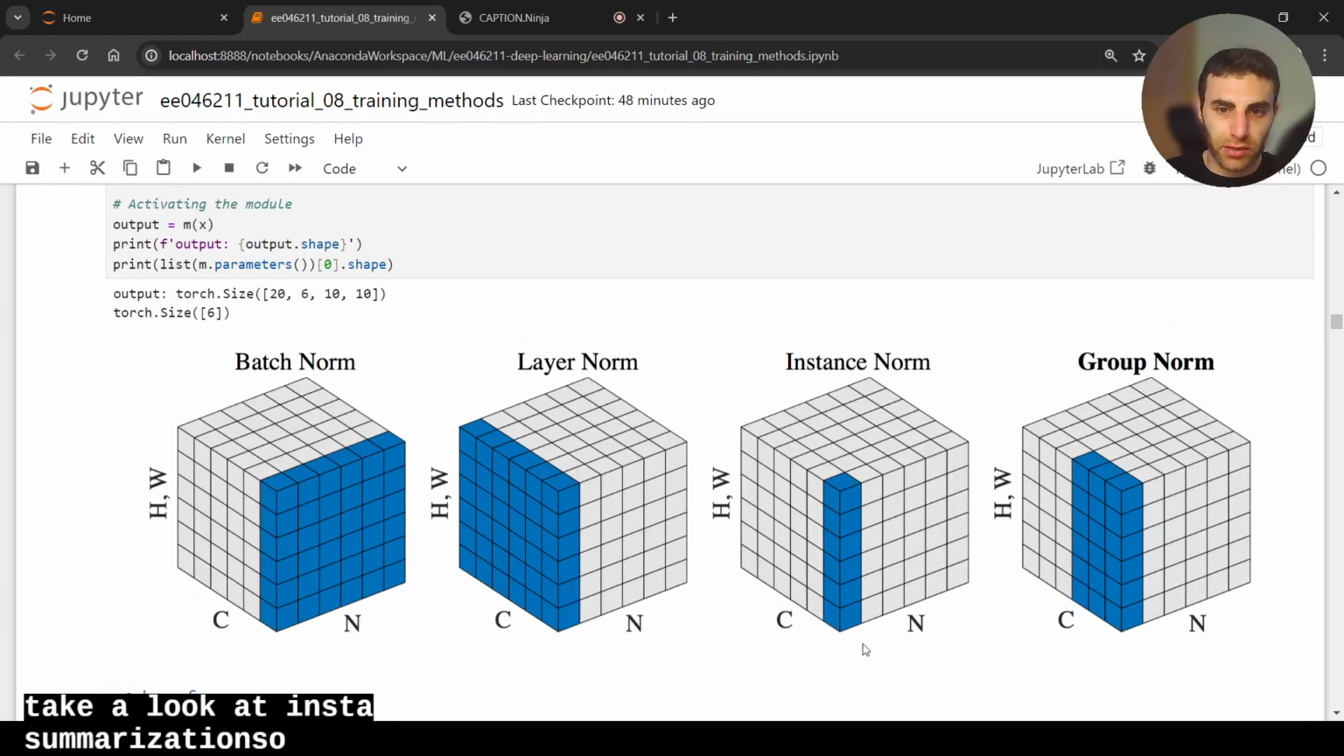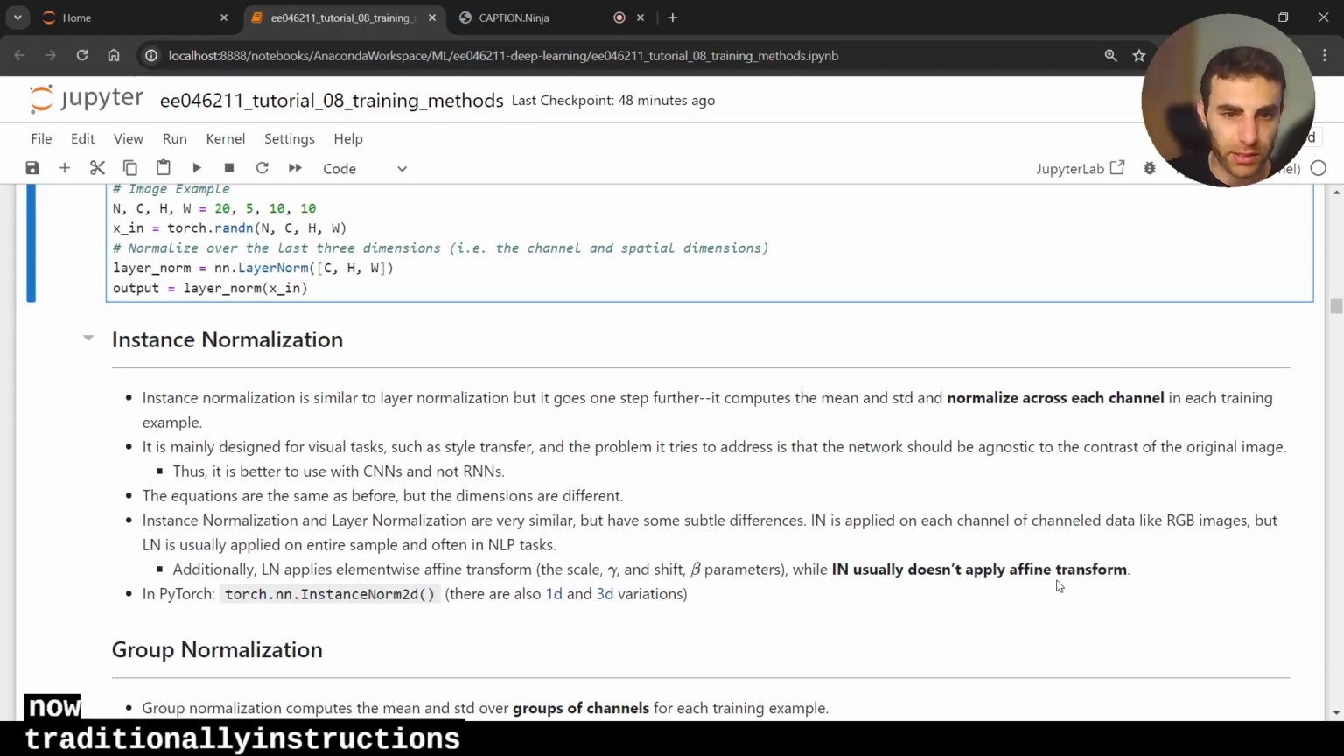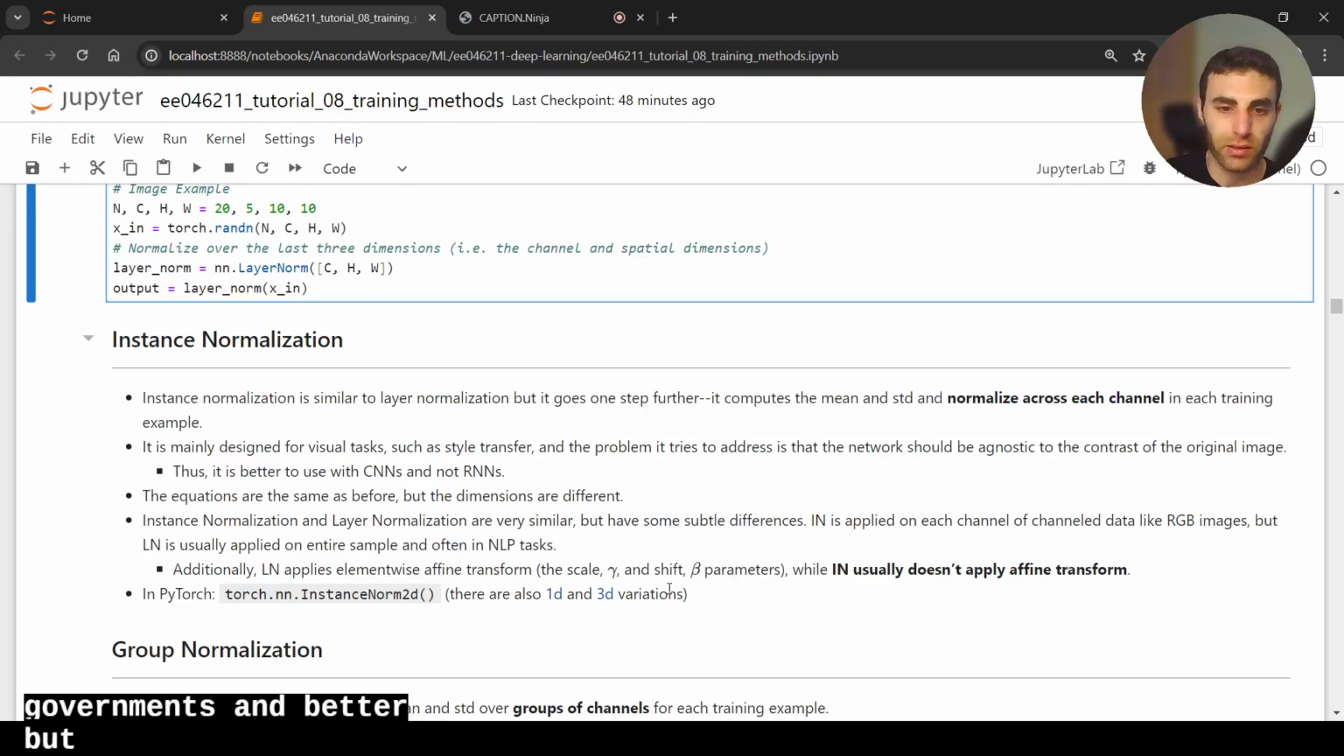Very similar to layer norm, we consider a single example, but we consider the pixels in each channel alone. So each channel has its own normalization, right? We do not consider the entire set of channels for the normalization. Traditionally, instance normalization does not apply the affine transformation, so no gamma and beta, but we can turn them on or off as we want, whatever works best.